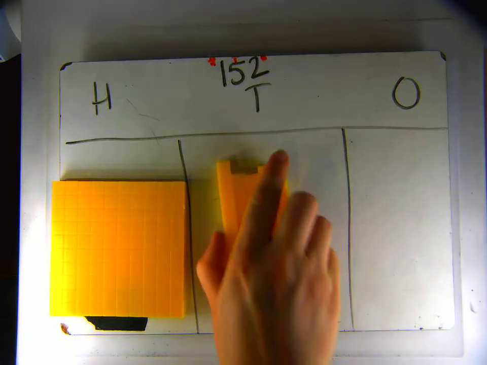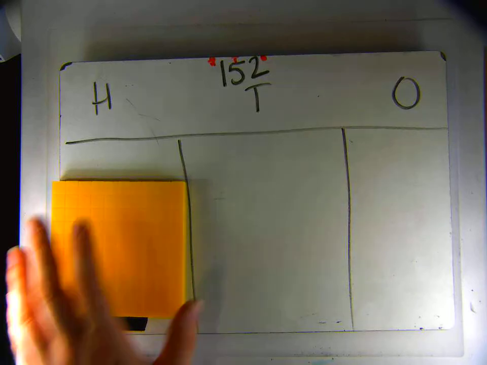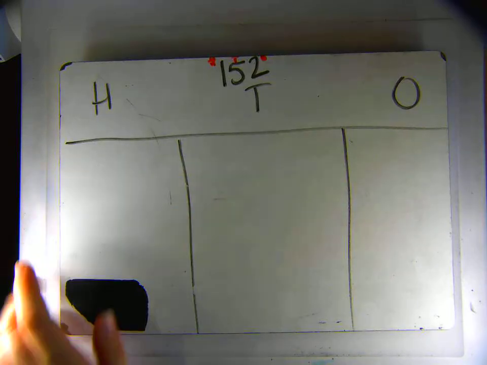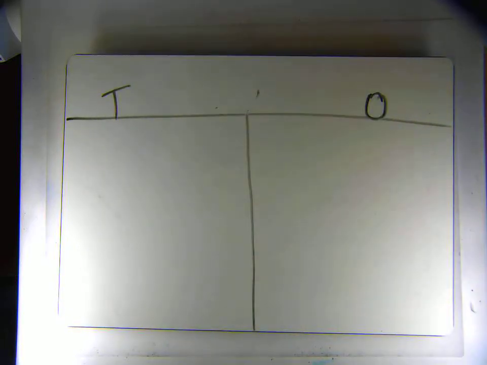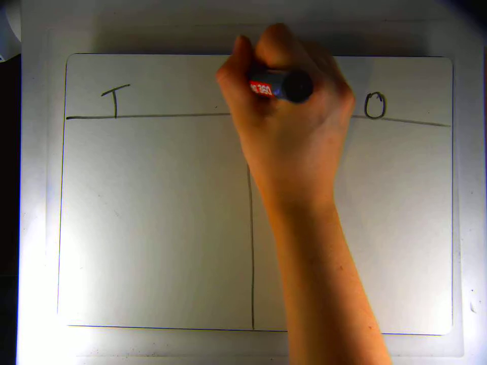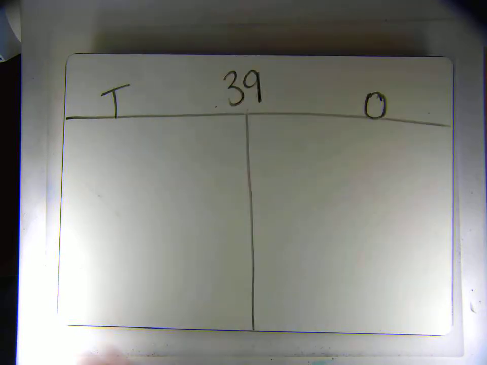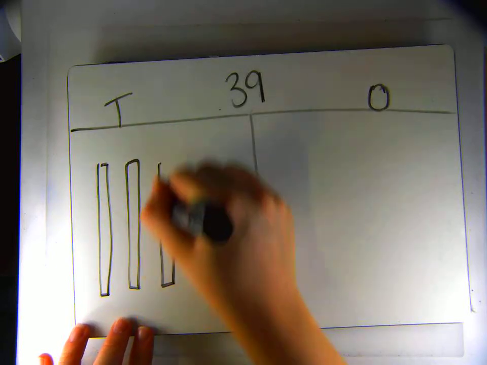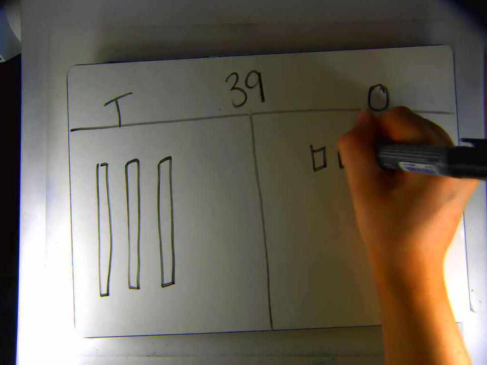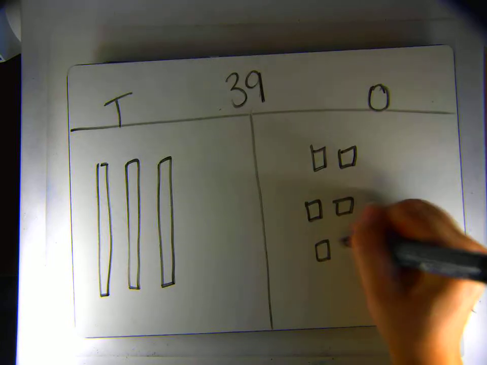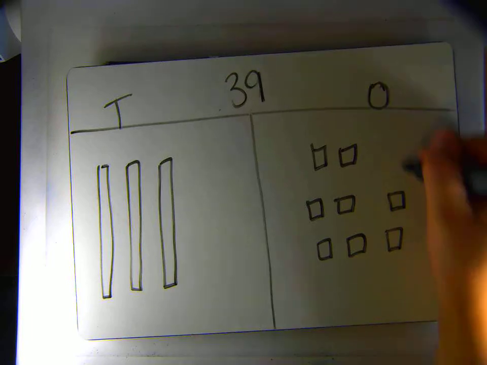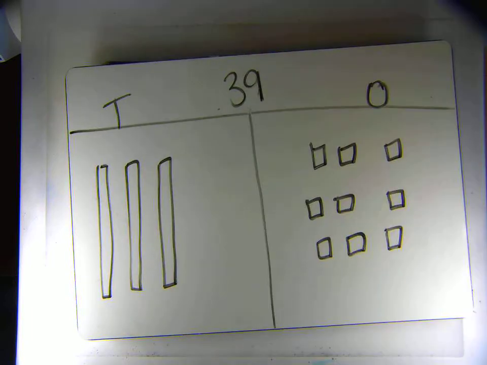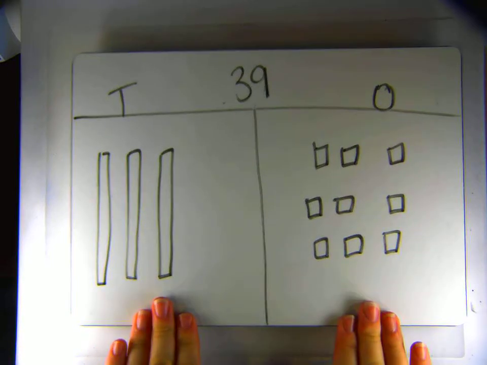Now if you don't have Dienes at home, I draw them in. So for example, if I use the number 39, I can draw 3 tens just like that, 1, 2, 3, and 9 ones, 4, 5, 6, 7, 8, 9. Okay. Now there are different ways of partitioning, and we can move these around as much as we wish.